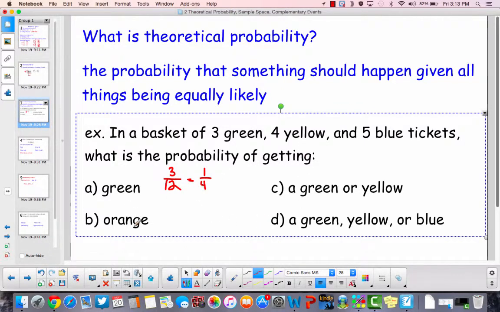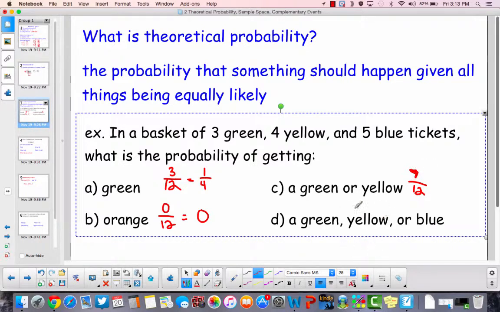Okay. What's the probability of getting an orange? There are no orange tickets in this bag, so 0 out of 12. So what's our probability of this happening? 0. What's the probability of getting a green or a yellow? Well, there are 3 green and 4 yellow, so there are a total of 7 that fit that category out of 12. So 7 out of 12 is our answer here.